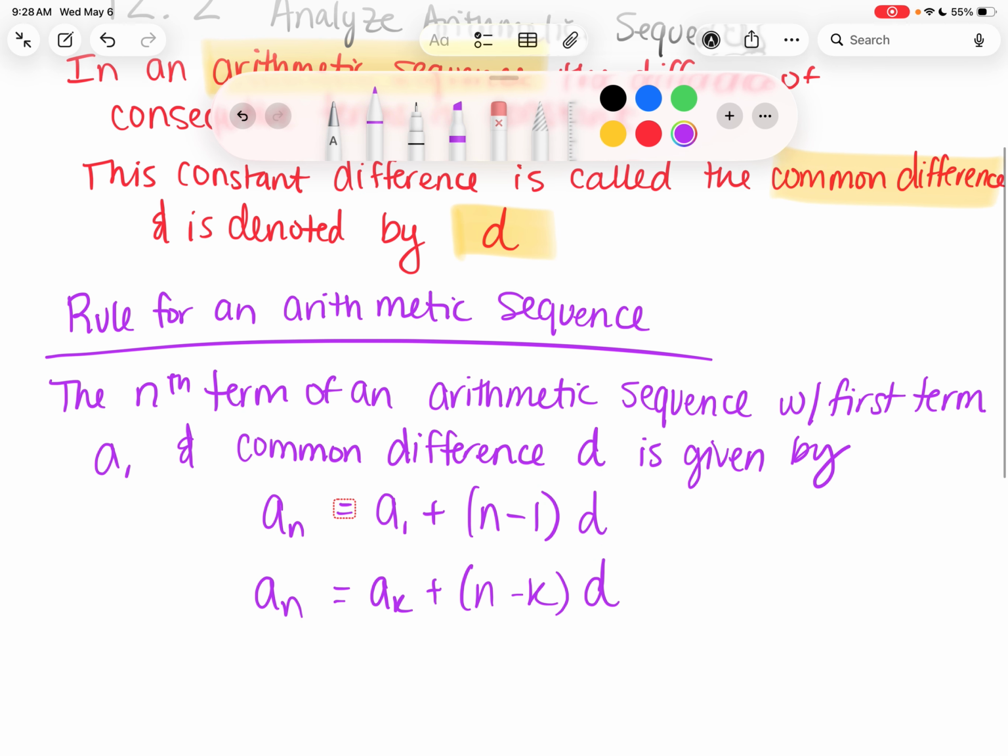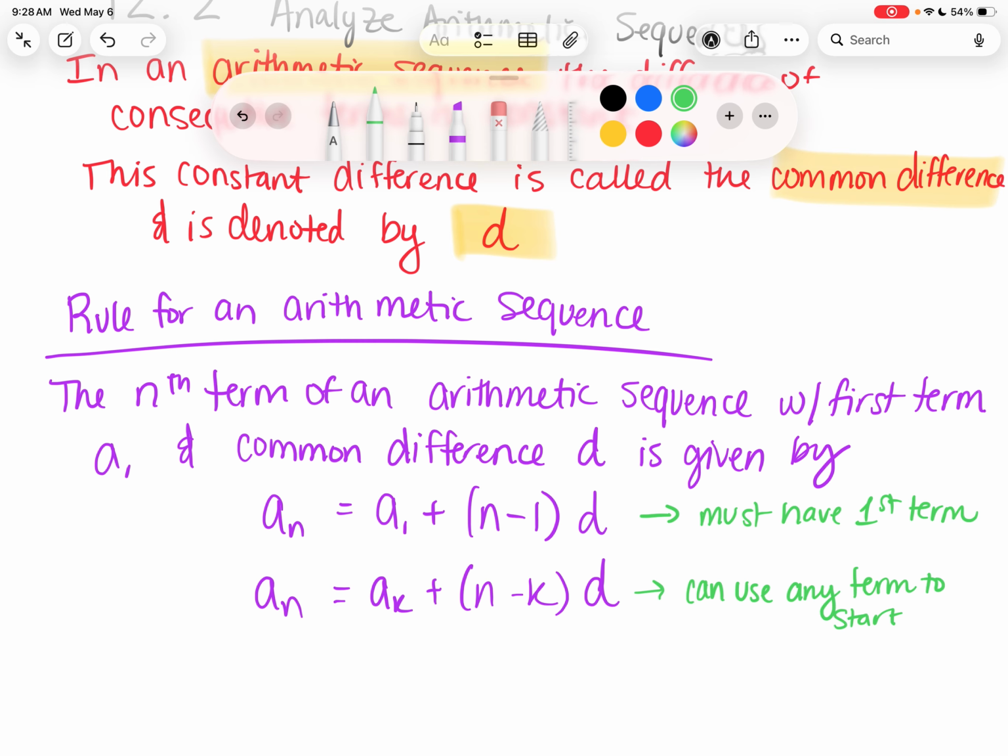Now, the difference in the top and the bottom one is that for the top one, we have to be given the first term. The bottom one is that we can use any term to start with. So if they said the third term in the sequence is this and the common difference is this, then you could use this piece of information to find whichever term they wanted you to find.